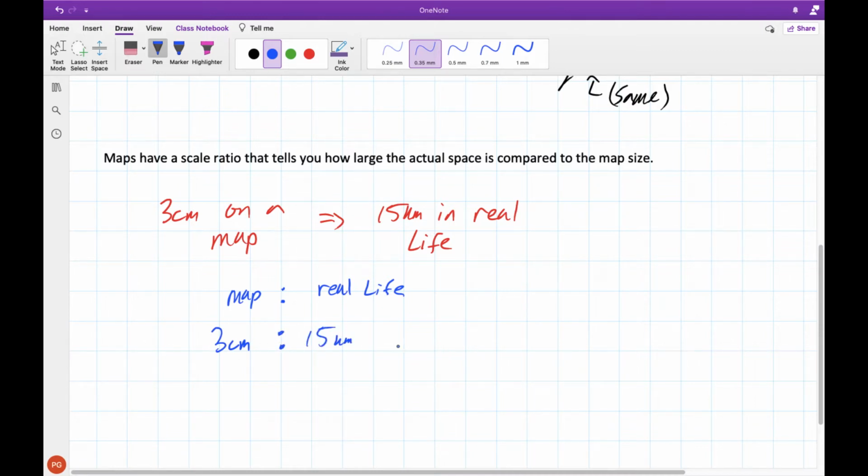Now the units are important here because in this case they're not going to be in the same units. This is centimeters, this is kilometers. Kilometers are a lot bigger than centimeters, but we can still write the ratio like this. What that would tell us is if we had 6 centimeters on the map, how far would that be in real life? Well, this was the same as multiplying by 2. So we would have to multiply this side by 2. So 6 centimeters on our map would be equal to 30 kilometers.